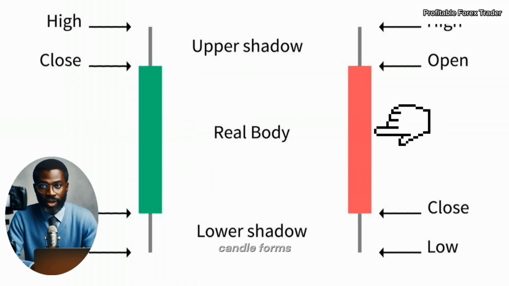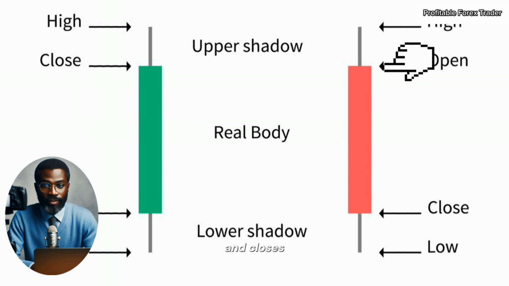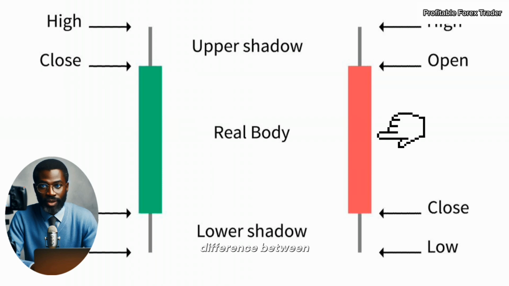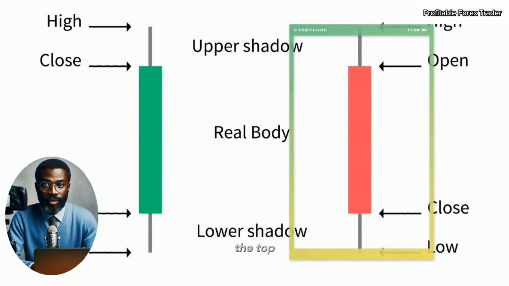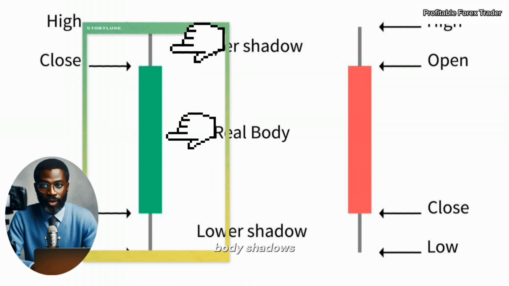A bearish candle forms when the market closes lower than it opened. For example, if the price opens at $5 and closes at $3, you get a bearish candle, which could be red or black. The body of the candle shows the difference between the open and close prices. And just like the bullish candle, the upper and lower shadows represent the day high and day low, respectively. The range of the candle is the length from the top of the upper shadow to the bottom of the lower shadow. It's important to remember these terms: body, shadows, and range.